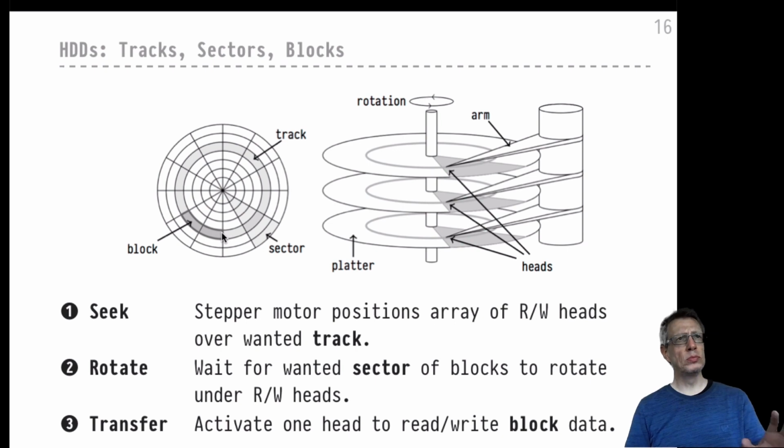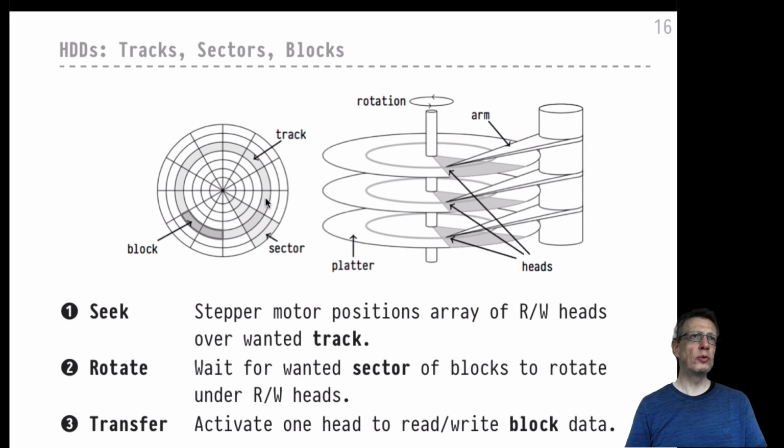Reading information from such a setup, from such a platter or such tracks, or writing to these platters, involves the following steps. Before we can actually read particular information out of this block, we would have to use the stepper motor to move the array of read-write heads on top of the correct track. So maybe the read-write head is somewhere here at the exterior. We would have to move it, step it, just over this wanted track. That would be the seek operation.